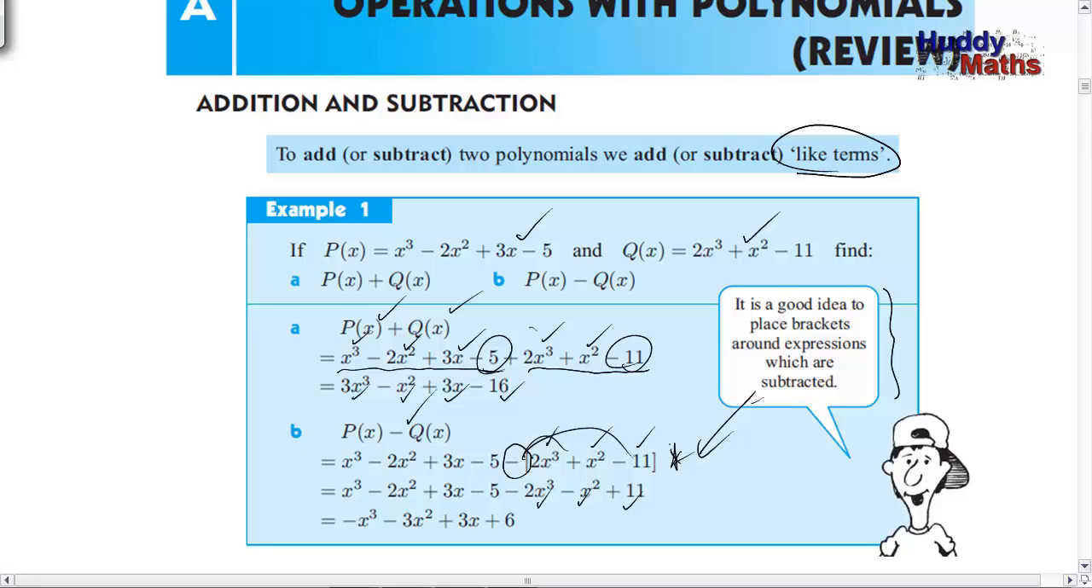So when you go through all those, we've got x cubed take 2x cubed is negative x cubed, negative 2x squared take x squared is negative 3x squared, and 3x is just the only x term in the two expressions. Negative 5 plus 11 is positive 6. Do you get the idea? Okay, so I think you can do that. Nothing much new there.